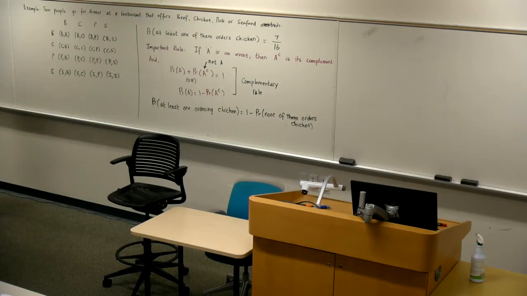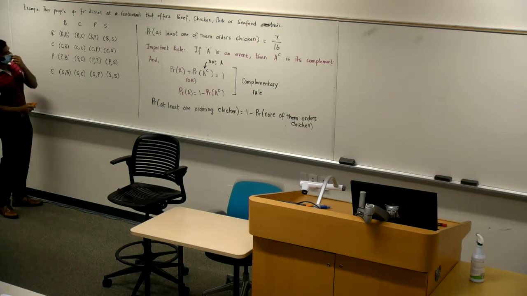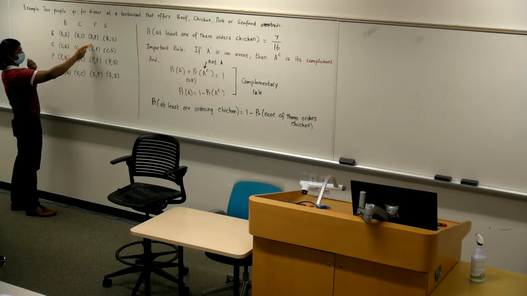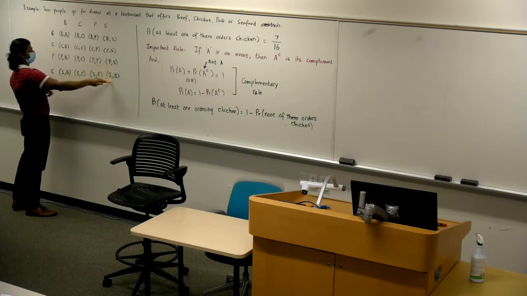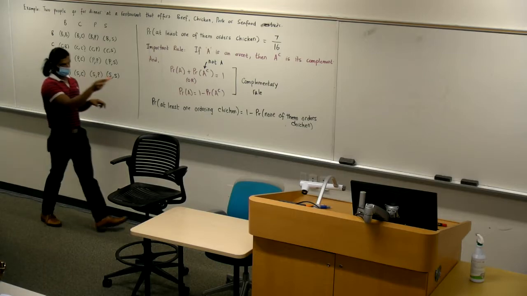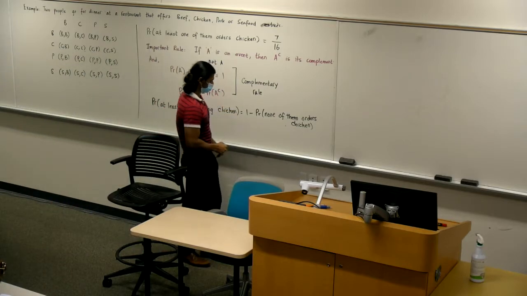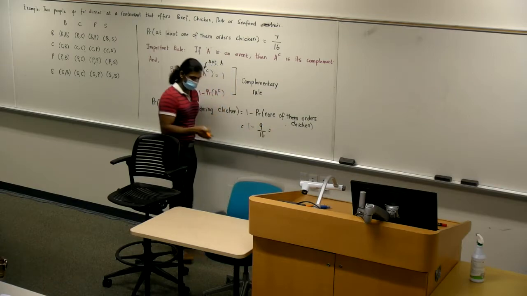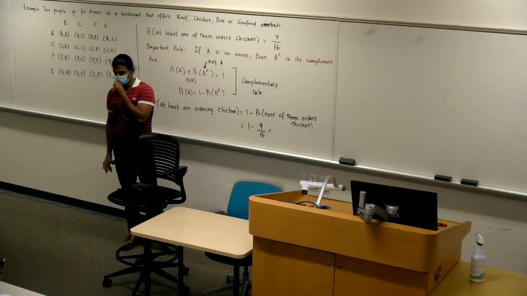Going back to this table, none of them orders chicken in the sense they're ordering something else. If you count the sample space, do we see chicken there? No. So 1, 2, 3, 4, 5, 6, 7, 8, 9. So the probability that none of them would order chicken would be 9 out of 16. And what is 1 minus 9 out of 16?